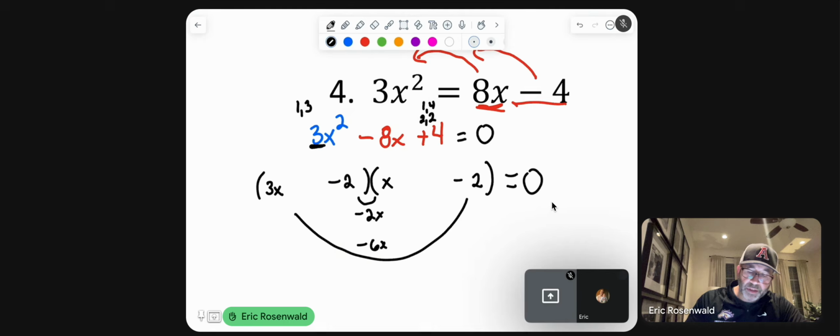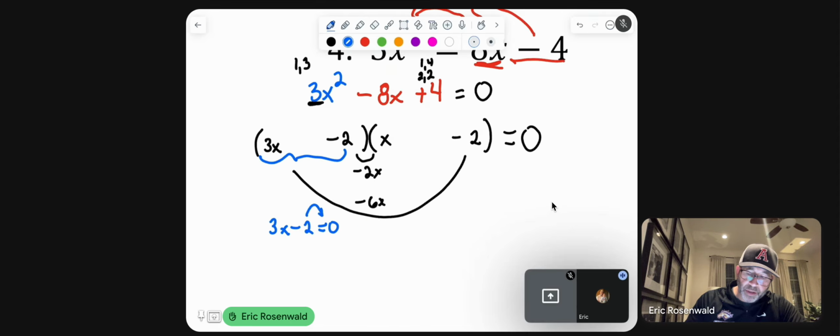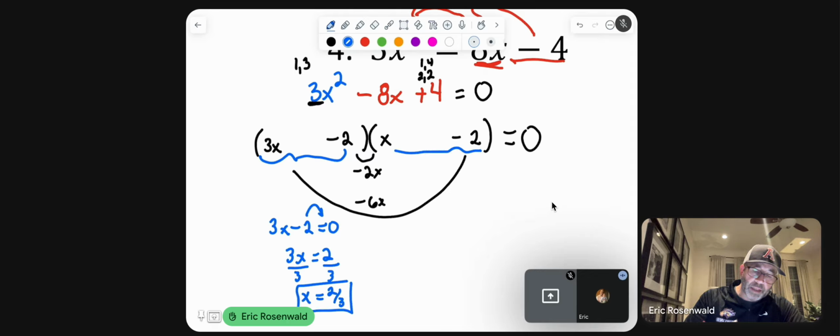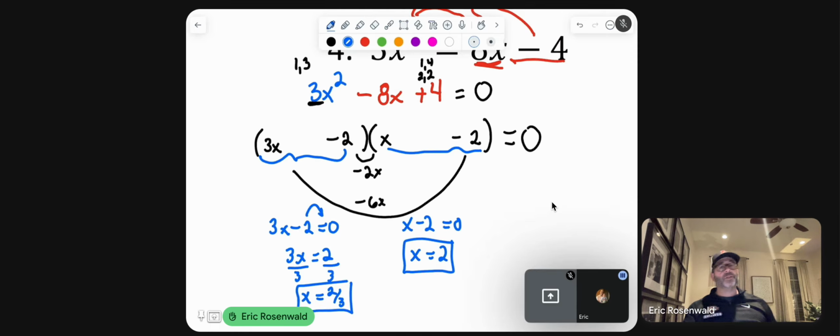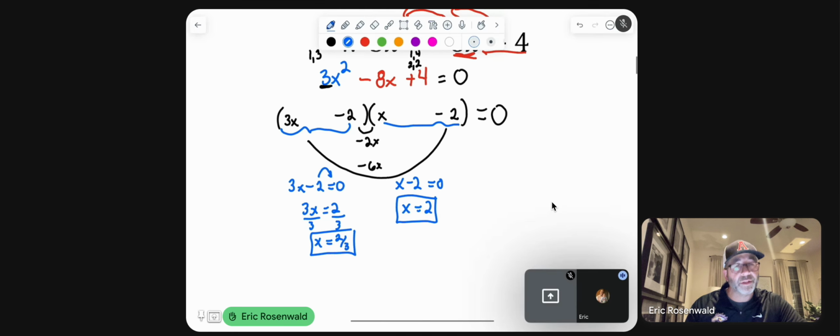If we take each one of these now and set them equal to 0 and solve, we'll take this and set it equal to 0. We have 3x minus 2 is equal to 0. We're going to add 2, so we get 3x is equal to positive 2. Divide by 3. We get x is equal to 2/3. And then here we've got x minus 2 is equal to 0. We're going to add that 2. We get x is equal to positive 2. So my answers for this are going to be 2/3 and then positive 2.